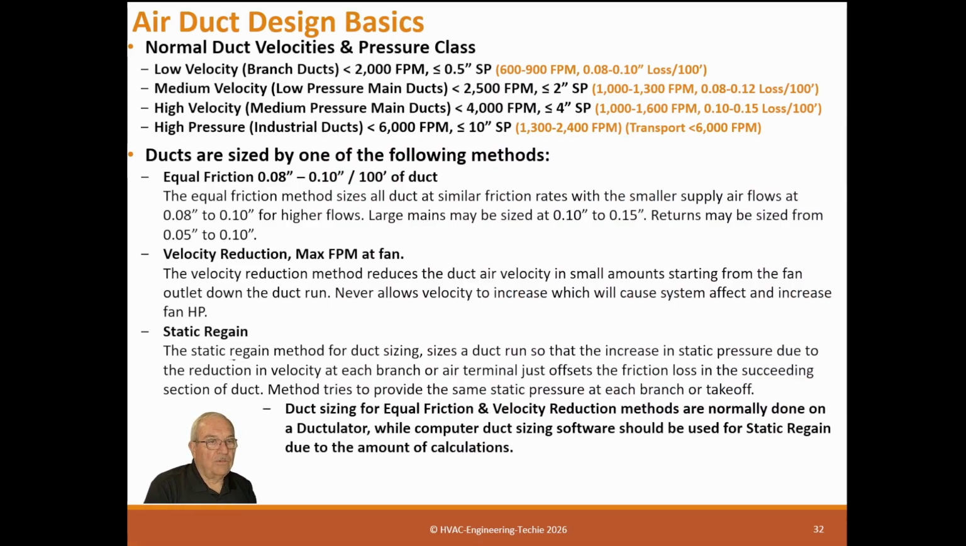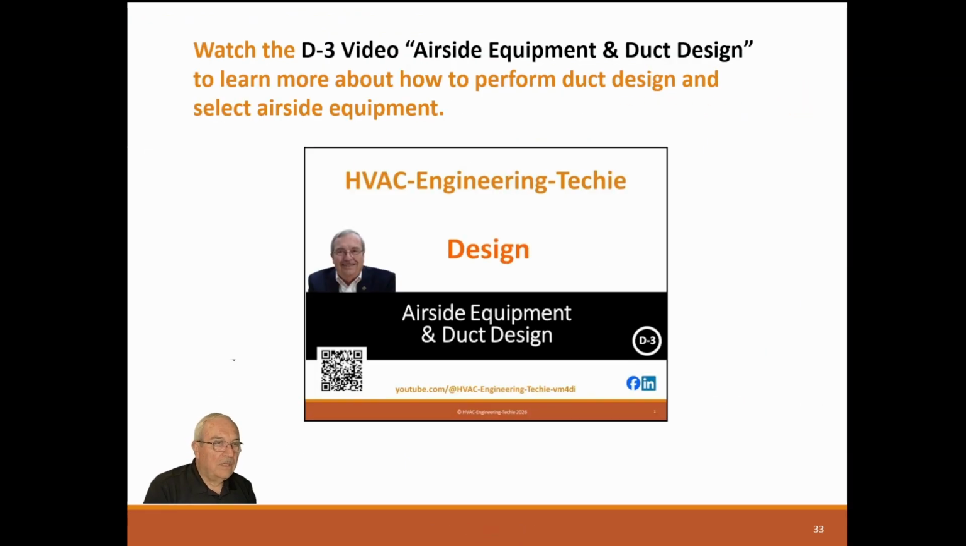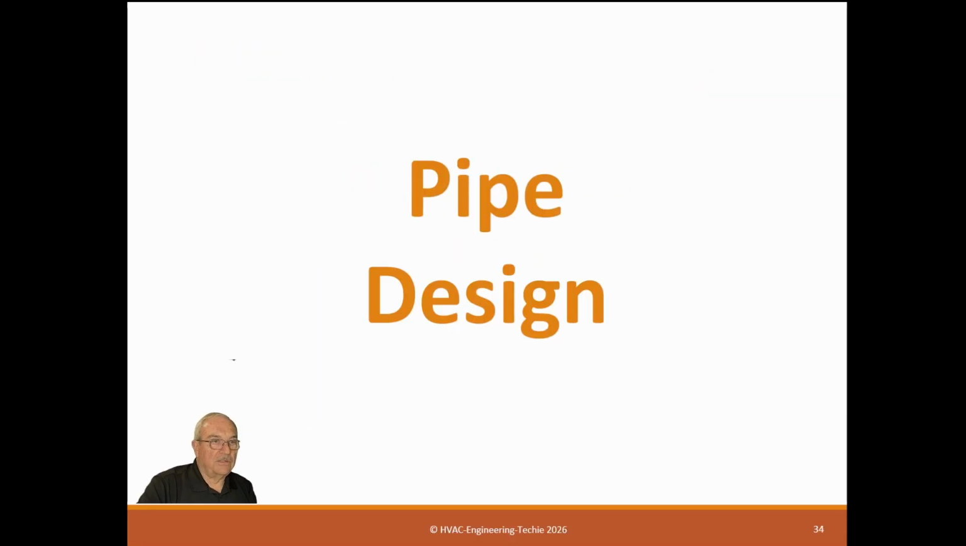Duct sizing for equal friction and velocity reduction methods is normally done on a ductulator, while computer duct sizing software should be used for static regain due to the amount of calculations. Doing it by hand is just crazy. So watch video D3, which is the air side equipment and duct design. This one will go through all the duct design and what to do and how to do it. It's a fairly long video, but it will get you through duct design.